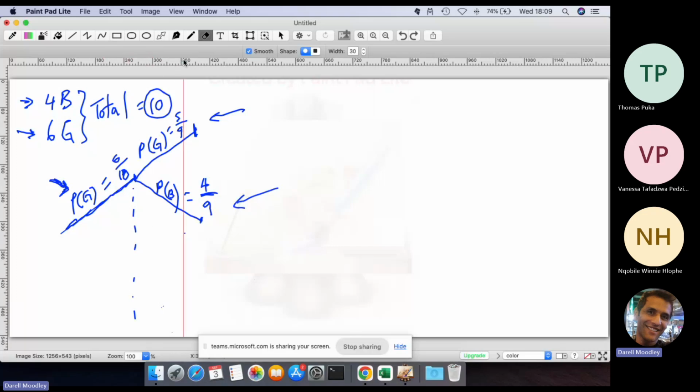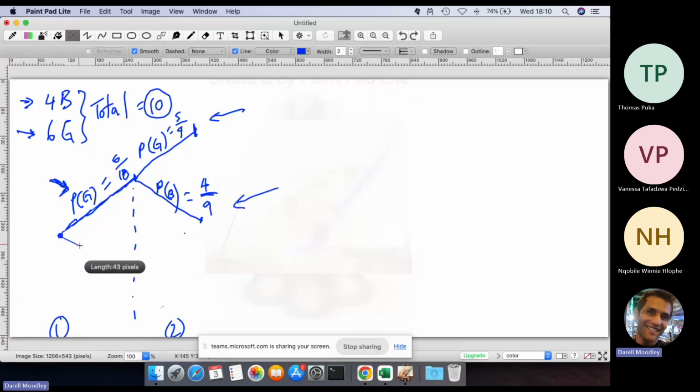So far I've only looked at drawing a green in the first draw. Everything here is the first draw, everything here is the second draw. So in this first draw, we've only looked at the case where we've drawn green, but we could have a case in the first draw where we drew a blue marble instead. So instead, I'm going to write this here.